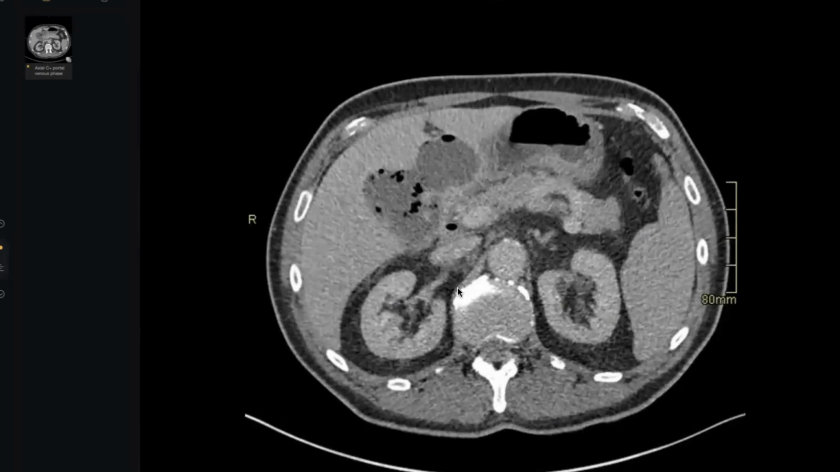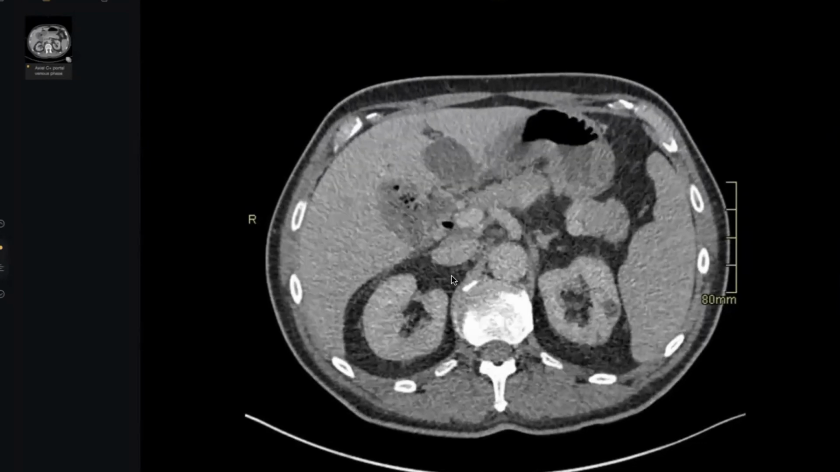What history do you want to ask about this patient? I want to know if the patient is diabetic, if there's any history of diabetes. Yes, correct. What is your management?